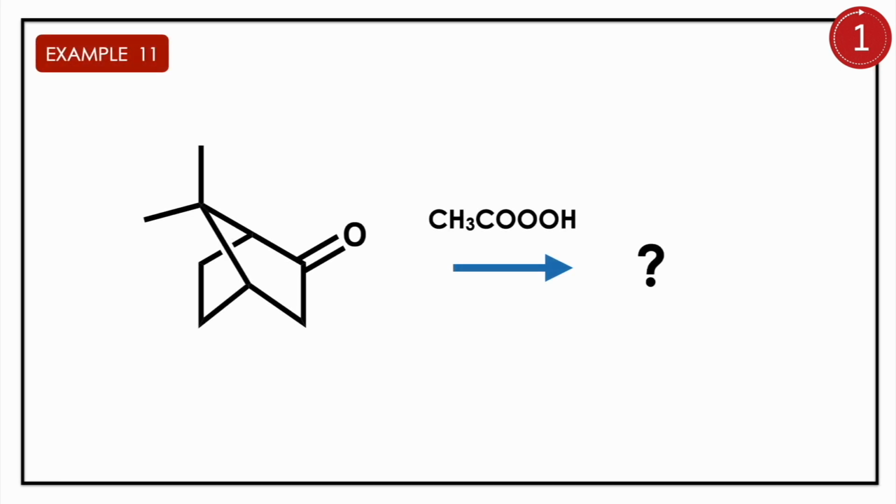Then the next example. Here you have a bicyclic ketone with bridged carbons, 2 bridged methyl groups, and 1 ketone. You are using the peracid. You should find what will be the final product.